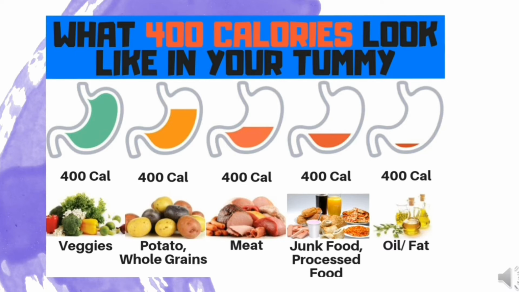And the last one, you can see oil and fat. It's only a very tiny part, and still you already have 400 calories. So this picture actually shows you how to choose your 400 calories wisely, so that you can feel full and still not eat too much of those calories.